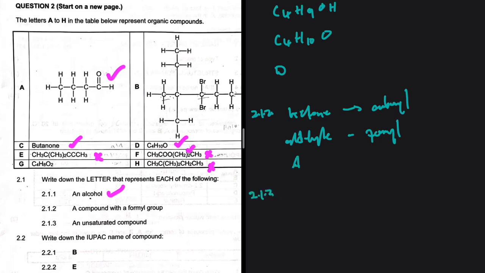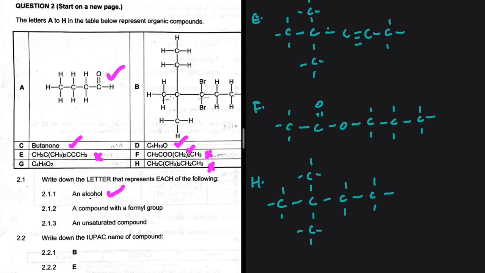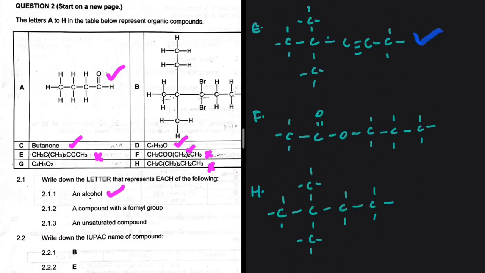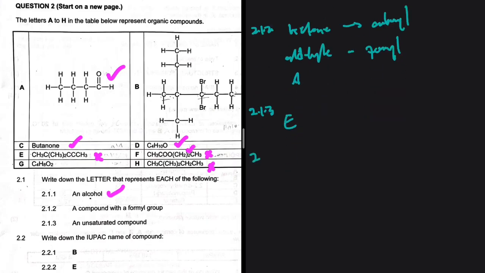What about 2.1.3? An unsaturated compound. Unsaturated, we have multiple bonds, right? And then look at E, F, and H. It should be easy to see here that the answer is actually E, right? It's easy to see now because we actually have the structure. You can see the multiple bonds causing it to be unsaturated. If we didn't draw it out, it was going to be a bit difficult for us to see. But because we actually have the structure, it becomes a little bit more simple. So this is E, and let's do 2.2.